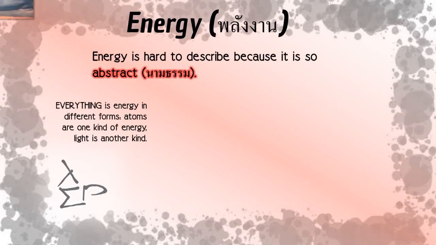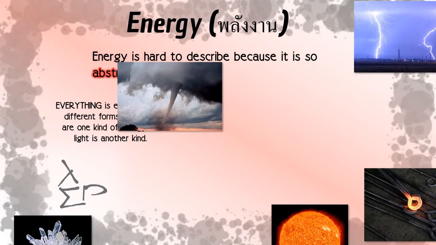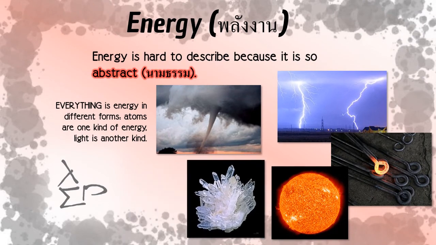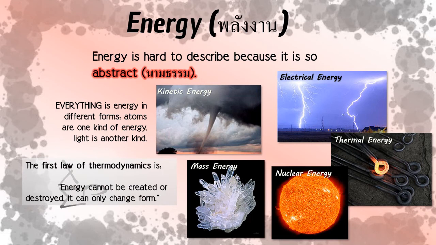Energy. In these pictures, you can see various different types of energy, although not all the different types. Do you know what to call any of them? Energy is hard to describe because it is so abstract. Everything is energy in some form or another, and energy cannot be destroyed, only changed. This is called the first law of thermodynamics, and it is one of the most basic science principles that there is.